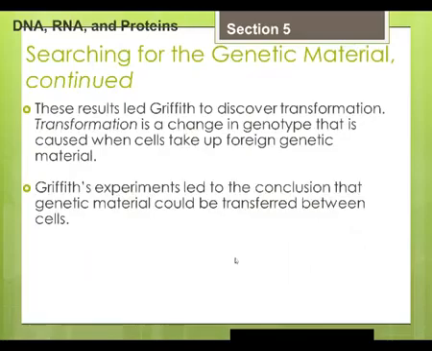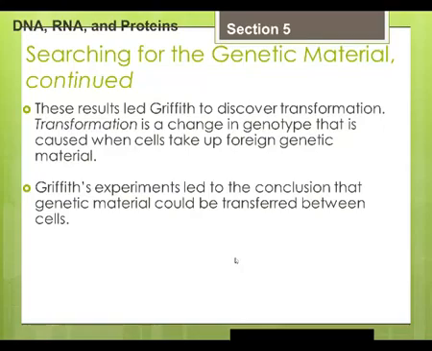So Griffith came up with the results that information that had been inside of the dead bacteria, the bacteria that were harmful to the mice, must have somehow been picked up by the harmless bacteria. And he discovered this idea of transformation.